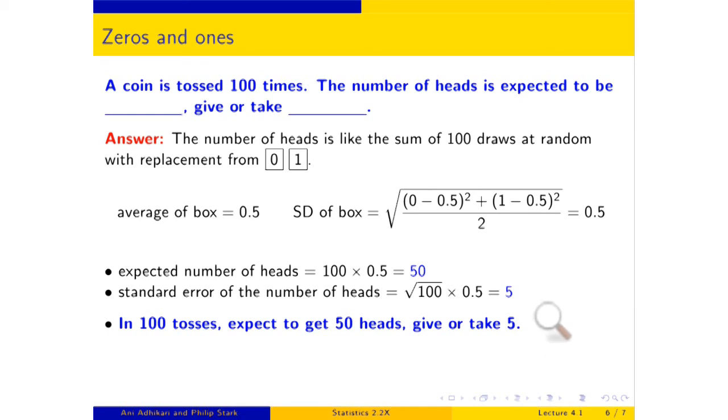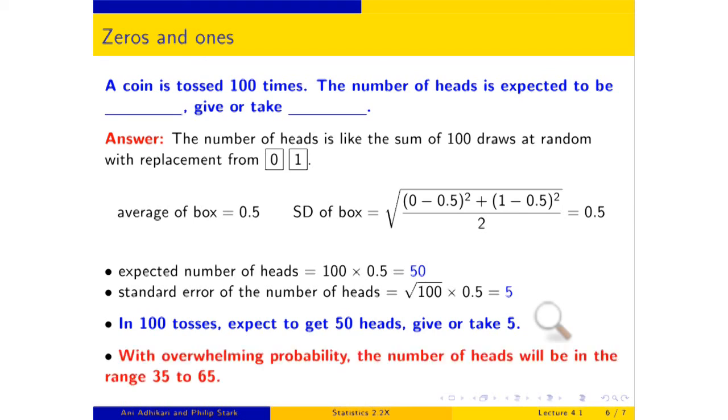So you would not be surprised to see heads in the range 50 plus or minus 5, 50 plus or minus 10, 50 plus or minus 15, and after that things start to get rather unlikely. In fact, I'm going to say the overwhelming probability is in the range 35 to 65. And what's that again? That's 50 plus or minus 3 standard errors. I'm saying the overwhelming probability is in that range.